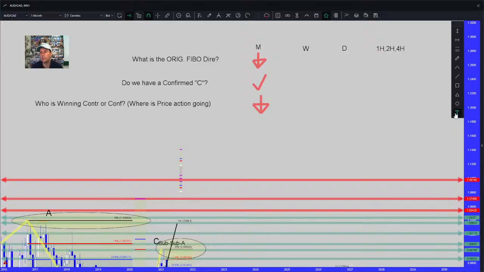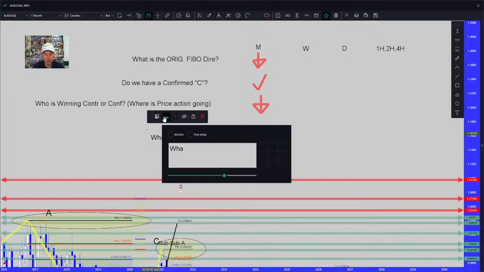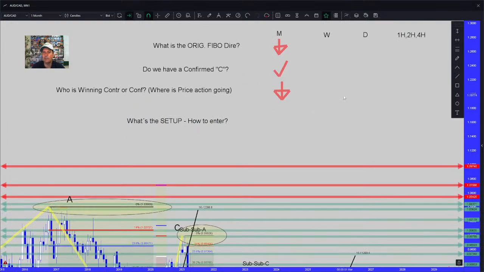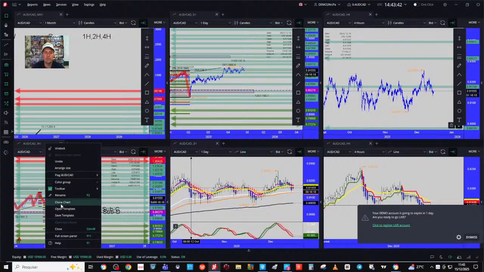Okay, so the last question in strategy forming, okay, what's the setup, how to enter? Okay, everybody, now I'm going to leave this what's the setup, because it's going to take too much time. Let's try to learn today just the alignments. All right, so down, check down. Let's go now on the weekly.